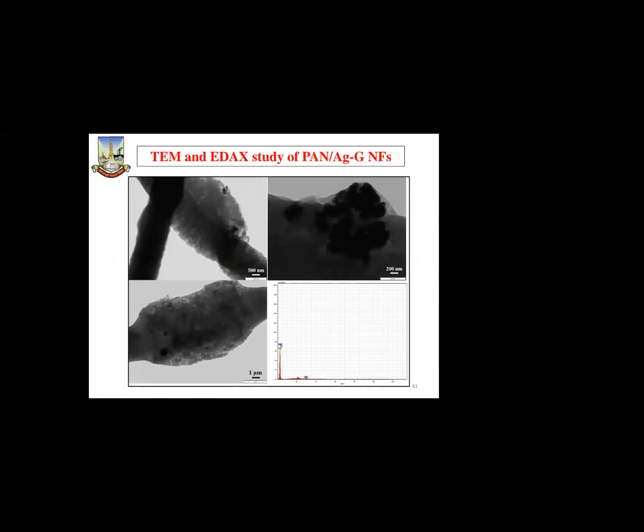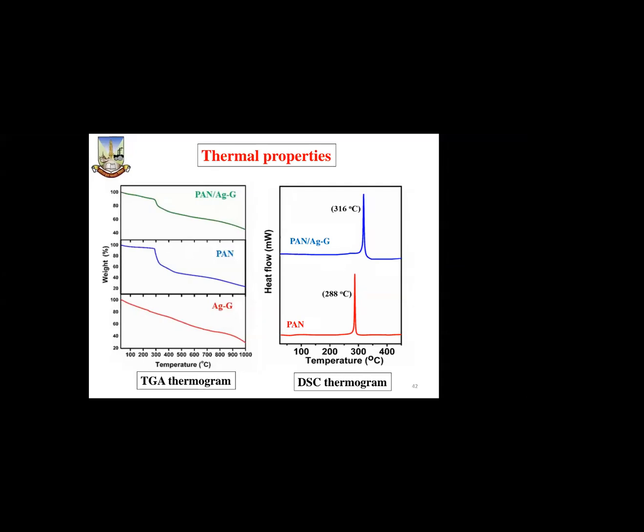This is the TEM image. The TEM image shows a highly porous structure of the material. And EDAX shows the presence of PAN and zinc oxide, that is AGG nanoparticles over the surface. For thermal stability, PAN AGG seems to be highly thermally stable as compared to PAN and silver graphite nanoparticle.